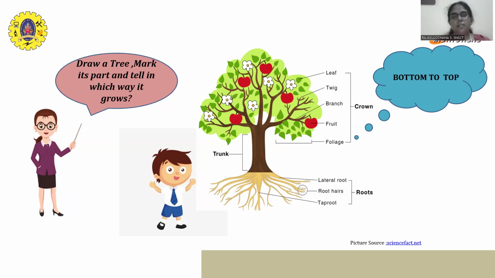So this is a drawing of a tree. If you draw a tree, what are the parts of the tree that you would observe? You could see the tree has a root, it has a leaf, it has branches, it has fruits, and it has a trunk, right?